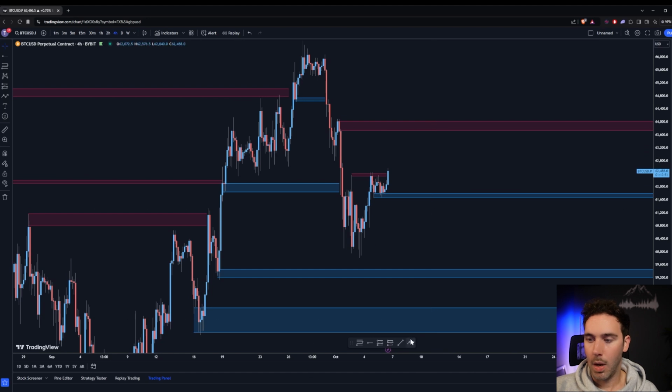Otherwise, what I'm expecting potentially is a bit of ranging and a push up to this level at 64K. It may not even do that. It may just rip all the way up here, in which case, again, I would look for a break and I would look for some support to form.